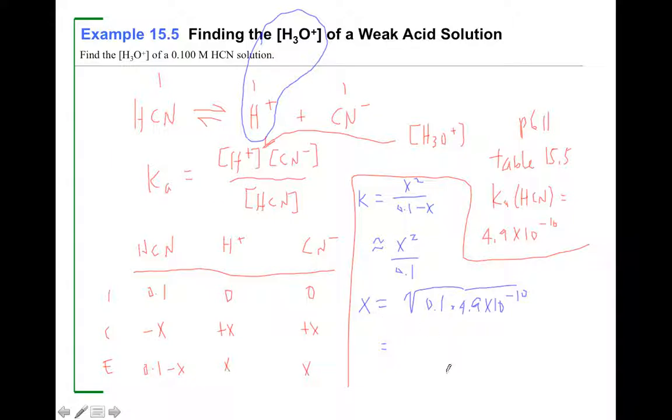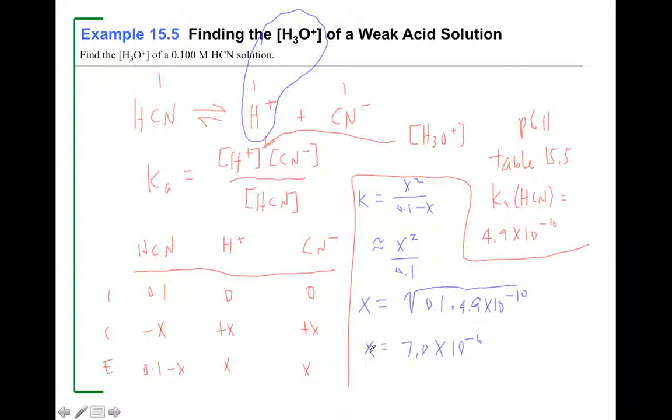I'm going to check this, because that just seems too good to be true. 7.0 times 10 to the negative 6. That's what x is. I'm going to check my math, though. 4.9 times 10 to the minus 11, take the square root, and yeah, that makes sense. Yep, that's it. Probably could have done that in my head. It just seems too easy.